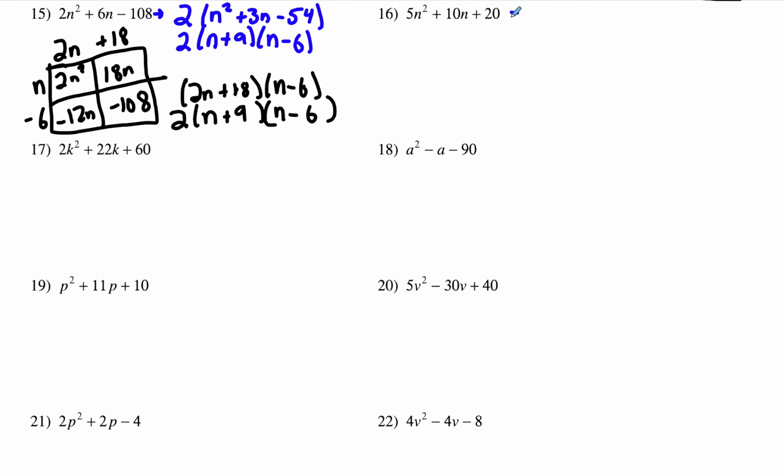Here you get a similar thing. So we'll take out the 5 and we'll do n squared plus 2n plus 4. And then that one's a little bit easier to factor because, well, it's not an easy one. Is it even factorable? That's a good question. It might not be. Let's see. Can we find two numbers that multiply to 4 and add to 2? That's tricky.